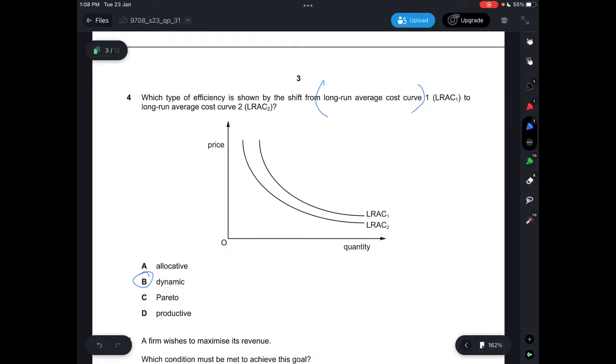You need to remember that there is no Pareto efficiency in the economics A2 level textbook. It's either dynamic, allocative, or productive efficiency. Now, the reason why it is not productive efficiency is because there is still a limit as to whether the person can produce a lot of the products at that time.